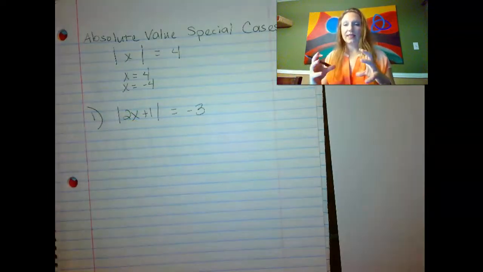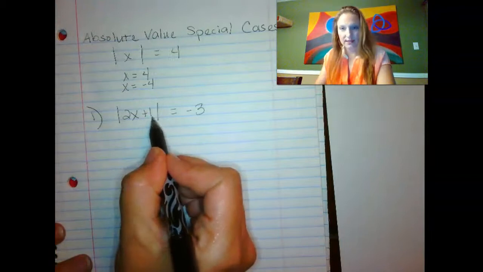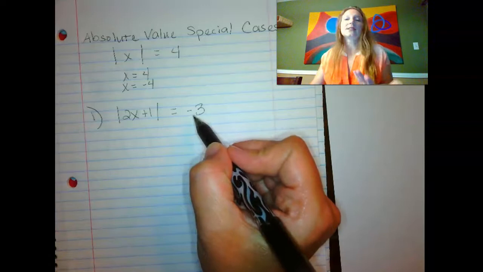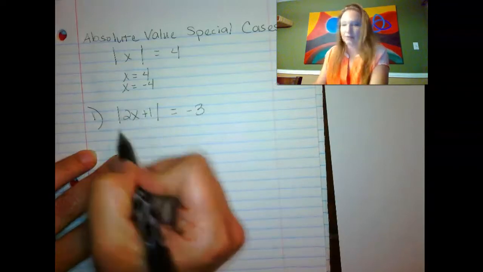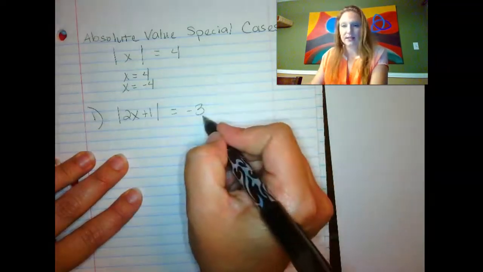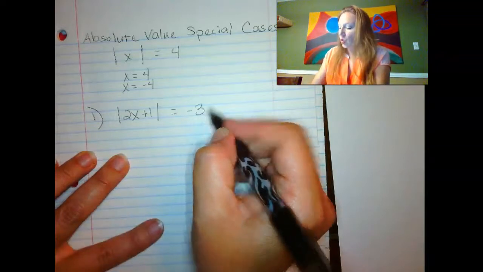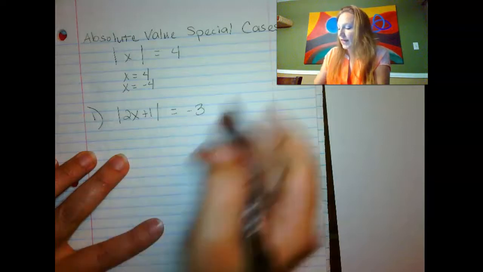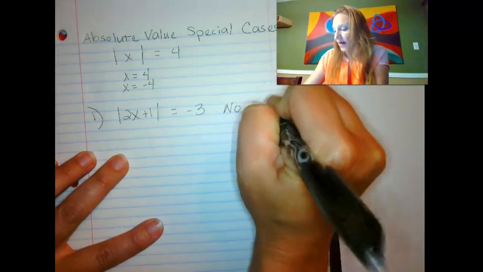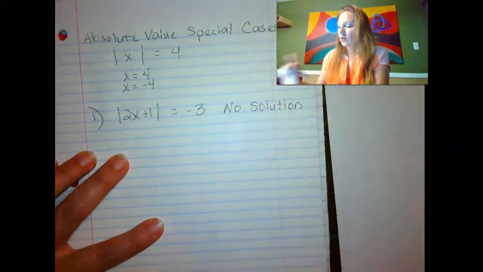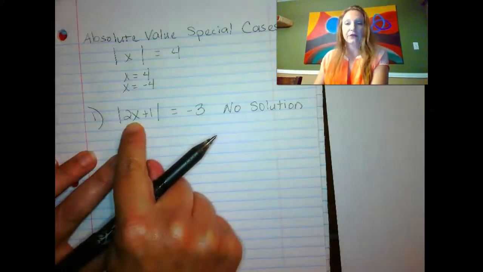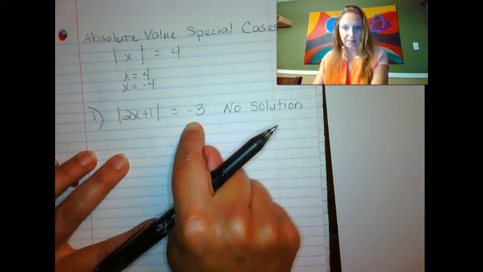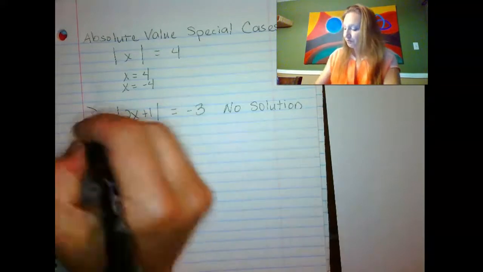And after we take the absolute value of this quantity, it can never equal a negative number. It's impossible because we know that when we take the absolute value, it has to give us a positive value. So whenever you have an absolute value that has been isolated equal to a negative value, you will therefore have no solution. There is no number I can plug in here for x that will get equal to -3. So that's special case number 1.